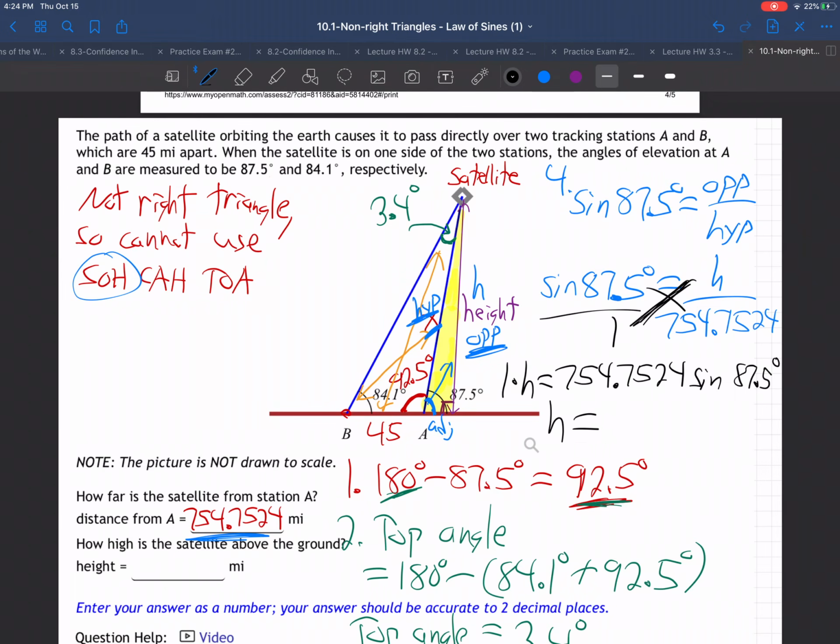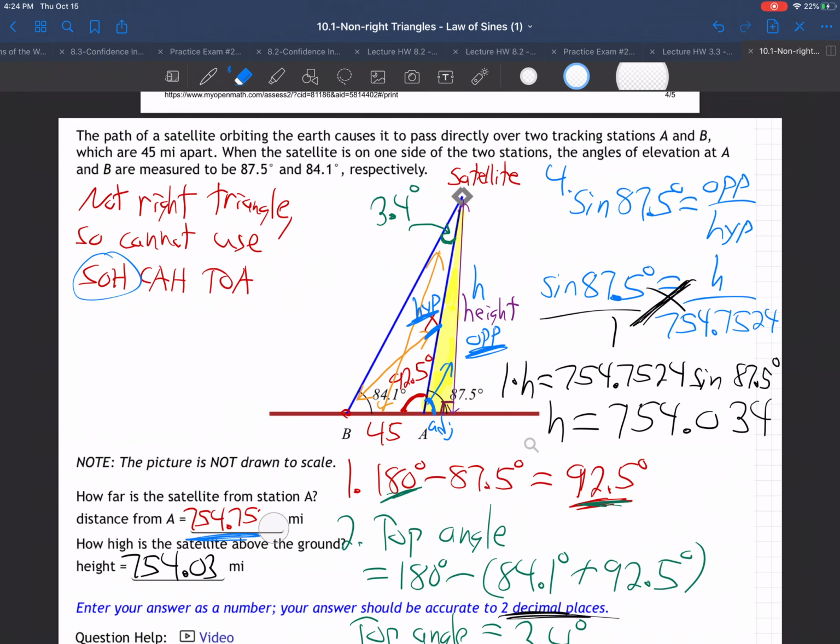I'm getting 754.034. Yeah, it's not much different. It's a little shorter than the other x. 754.034. I don't know how many digits. Oh, 2. I should have read the fine print. So 2 digits. 754.03. The other one would be 0.75.